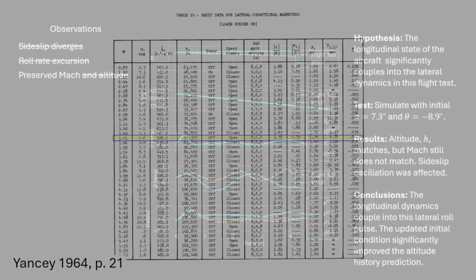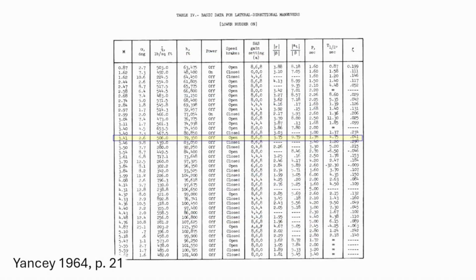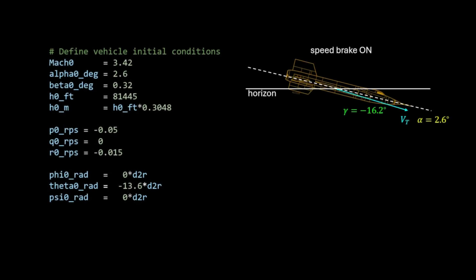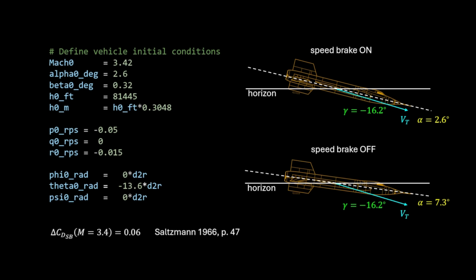Now recall that this simulation assumed the speed brake was closed, but based on the slightly increasing Mach number, now I speculate the speed brake is likely open. If so, the angle of attack should be 2.6 degrees, and determining the pitch angle, we get minus 13.6 degrees. From Saltzman 1966 report, at Mach 3.4, the drag increment due to the speed brake fully open is 0.06 to 0.07. Adding this to the drag coefficient from wings and body will more than double the total drag coefficient.